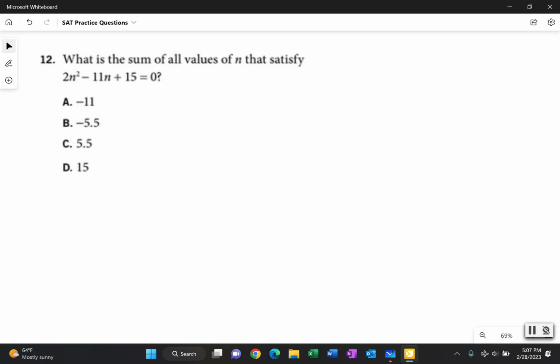Today we're taking a look at a math SAT practice problem. Here we have: what is the sum of all values of n that satisfy 2n squared minus 11n plus 15 equals 0? All right, one of the best ways to do this is to factor it out if we can. If we can't, that's okay, we'll move on and figure it out. But let's try to factor this out. Let's do this together here.